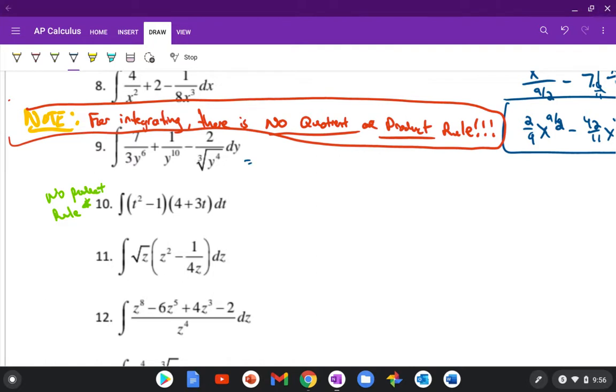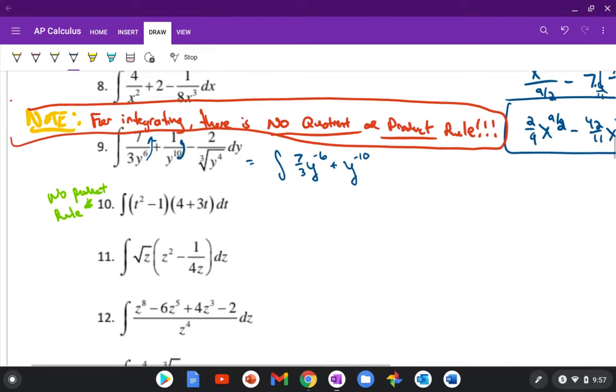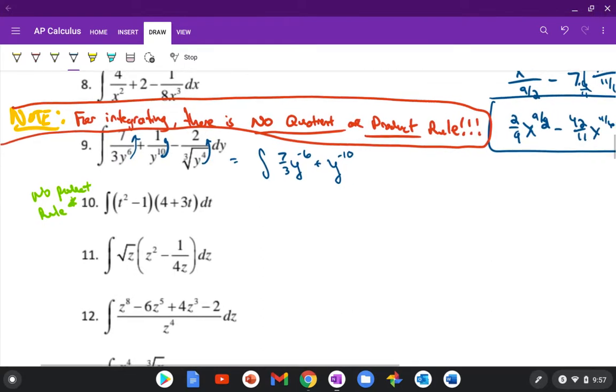So in number 9, I'm just going to rewrite this integral. Bring all these powers up. So this would just become 7/3 y to the -6th. And this would just become plus y to the -10th, because the 1 would just hang out there, right? And then this one would come up. It would just be -2 y to the -4/3 power dy.